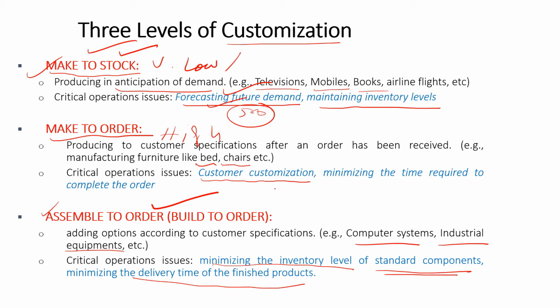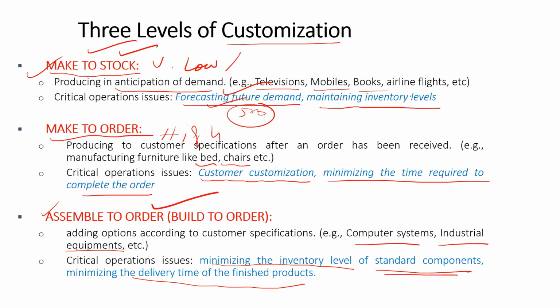So the critical issue is customer customization. That means we should clearly understand the requirement of the customer, what they want from us, so that we are able to produce the final product as per his or her requirement. The other critical issue is we want to minimize the delivery time, or the time required to complete the order. Actually, there is a fourth level as well, a fourth manufacturing strategy after make to order, that is engineering to order. I will talk about it later.